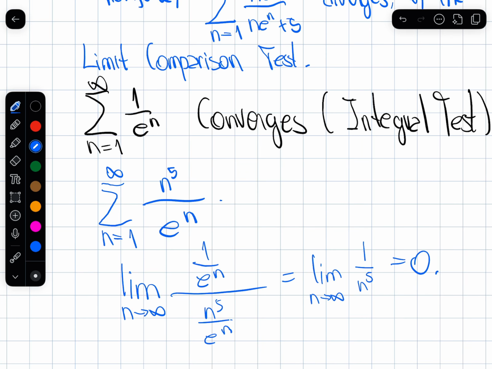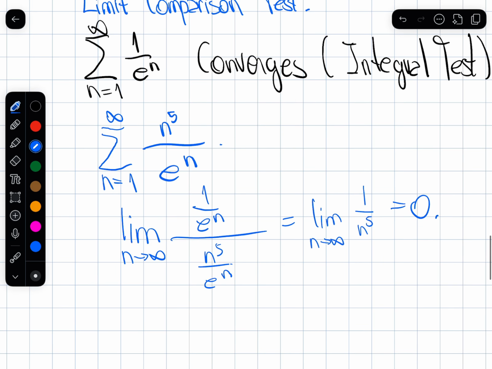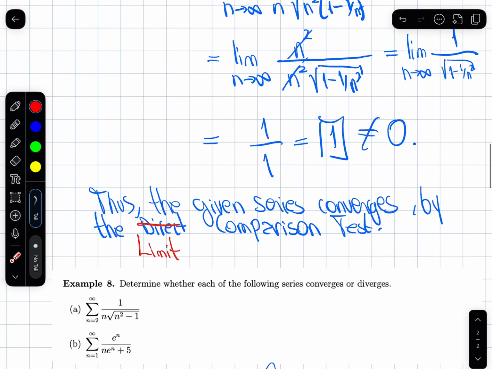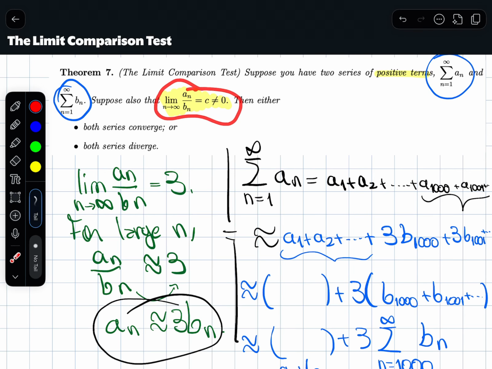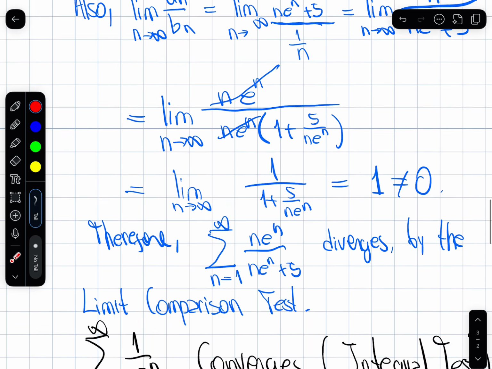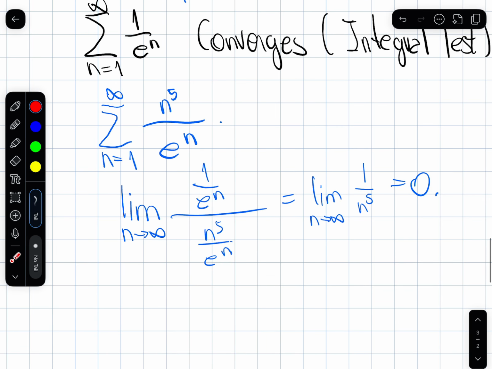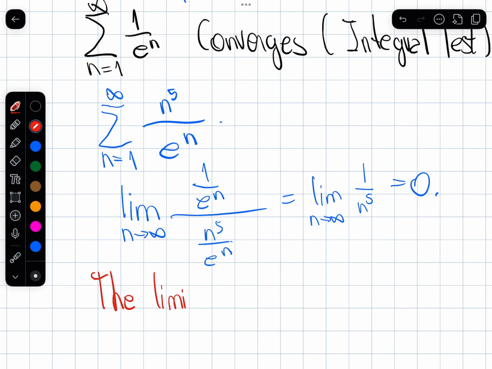So here's the idea. The limit comparison test does not apply because this is 0. And it explicitly asks you that the limit is a C non-zero. So here I can say that the limit comparison test does not apply.